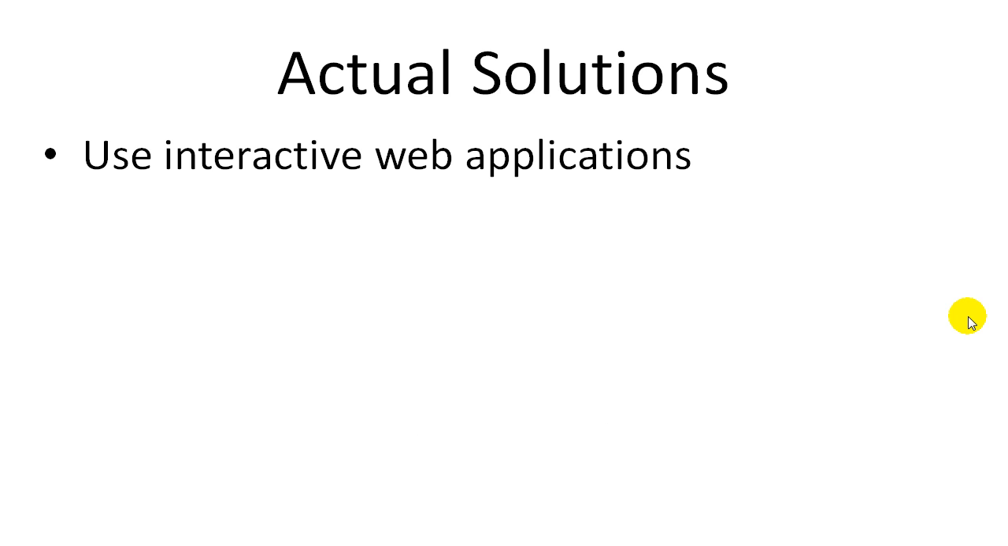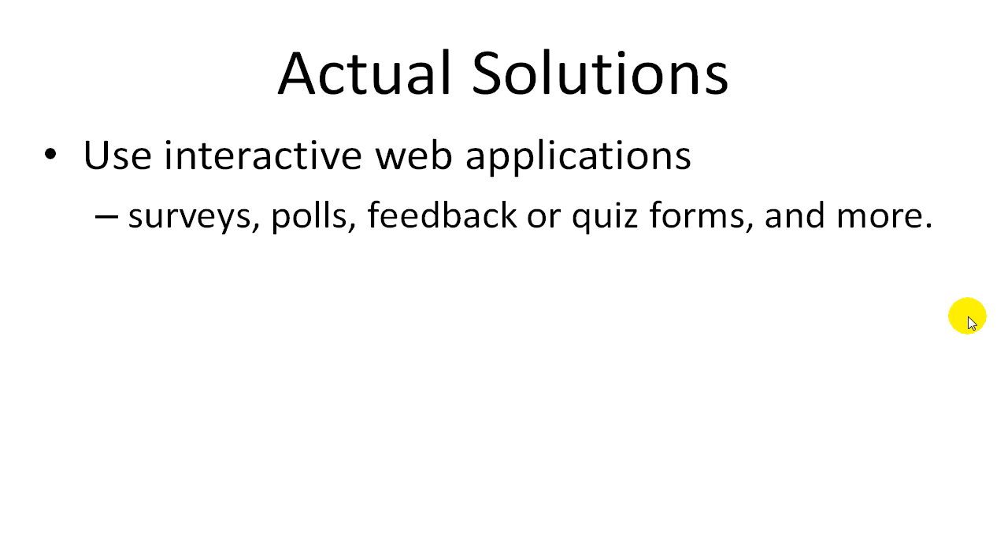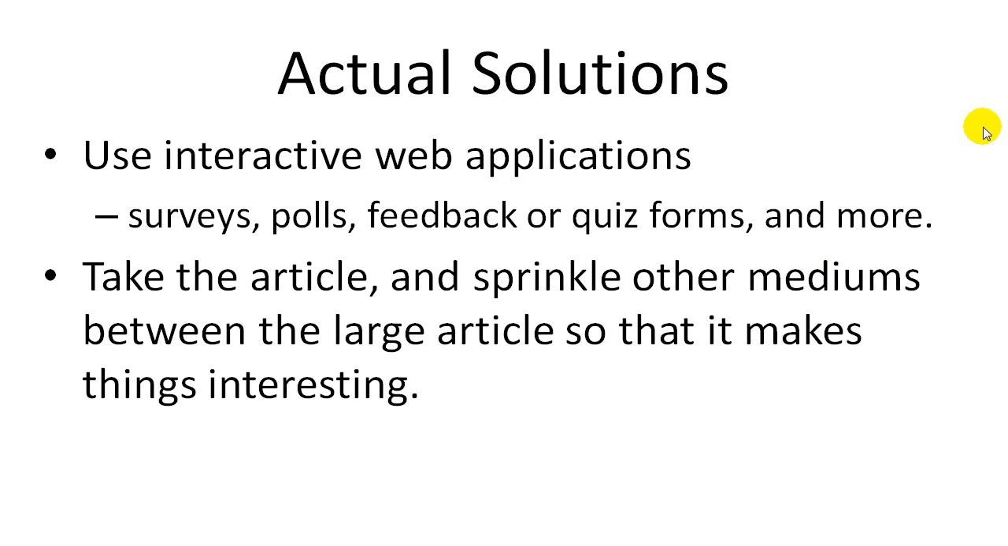You can also use interactive web applications like surveys, polls, feedback, or quiz forms. This can help you gather data about your audience, but at the same time keep them intrigued and engaged. Like I said, take the article and sprinkle other mediums throughout the large article so that it makes it interesting. Don't put it all in one spot. Spread it out, and if you can do this, then you have yourself a socially engaged site.